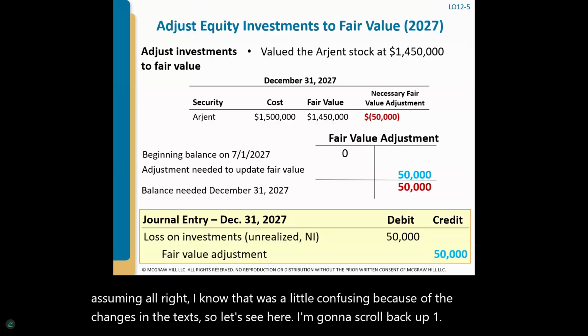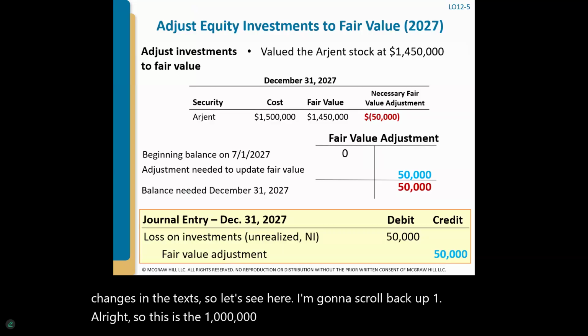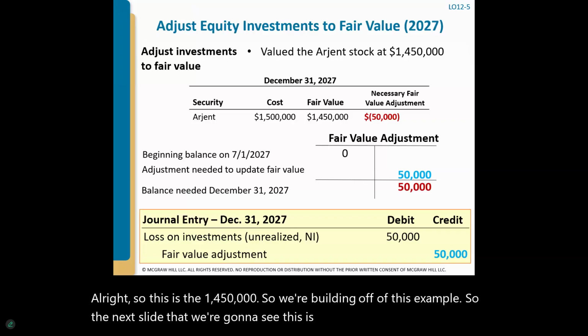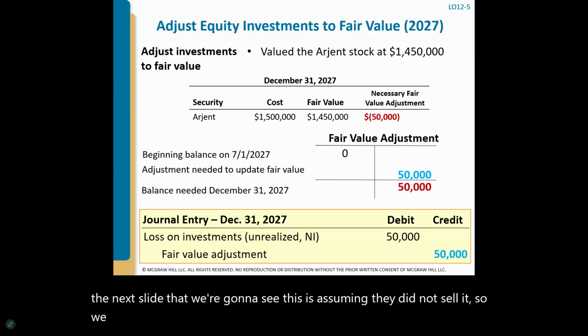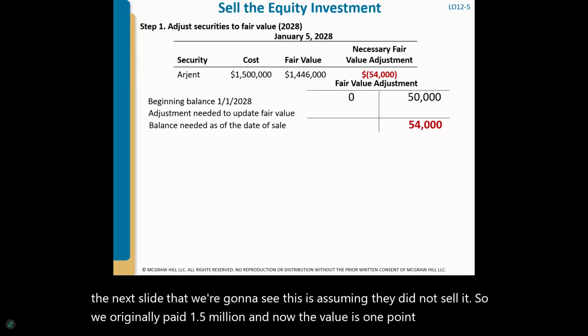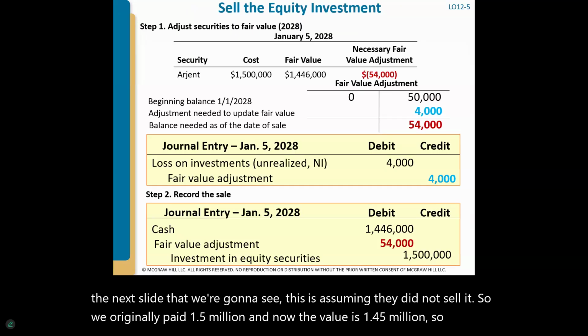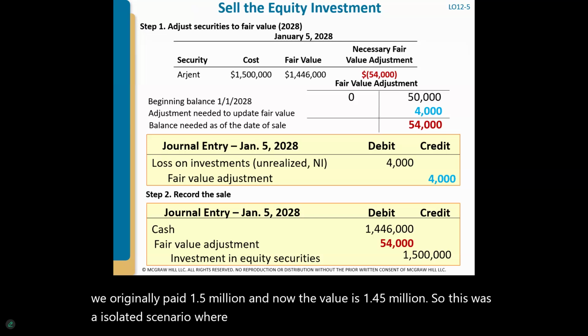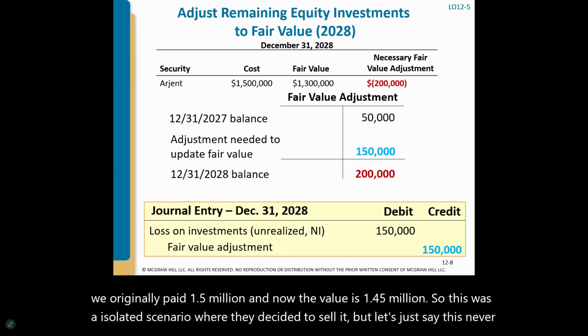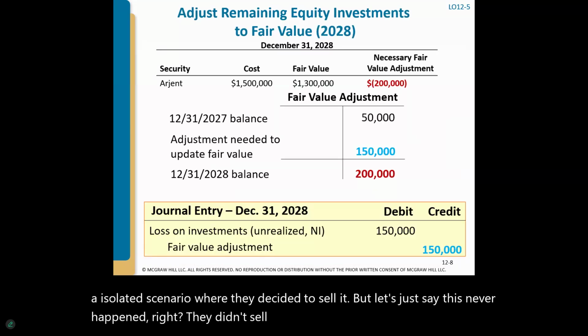All right, so this is the 1,450,000. So we're building off of this example. The next slide that we're going to see assumes they did not sell it. So we originally paid 1.5 million, and now the value is 1.45 million. So this was an isolated scenario where they decided to sell it, but let's just say this never happened, right? They didn't sell it. We see that the value was 1.45 million.